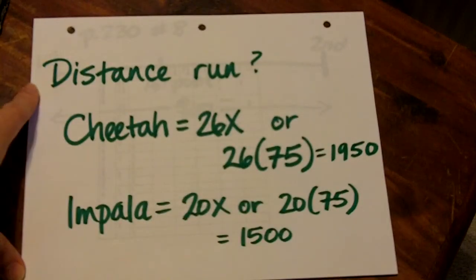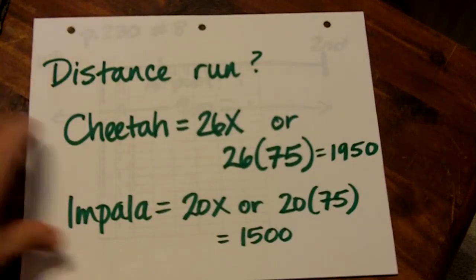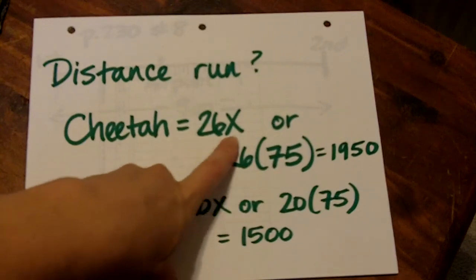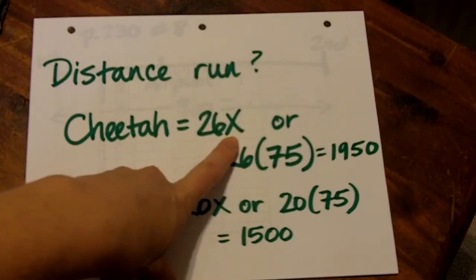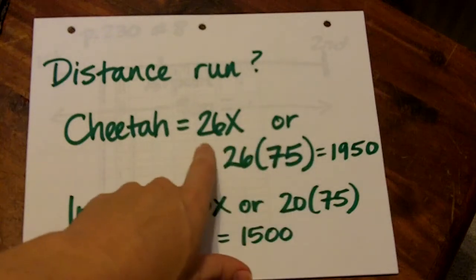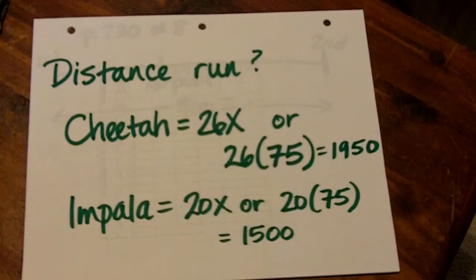But the book then asks you, what is the distance run? Well, we know that the rate times time for the cheetah is his distance run, and that's going to be 26 times 75, or 1950.